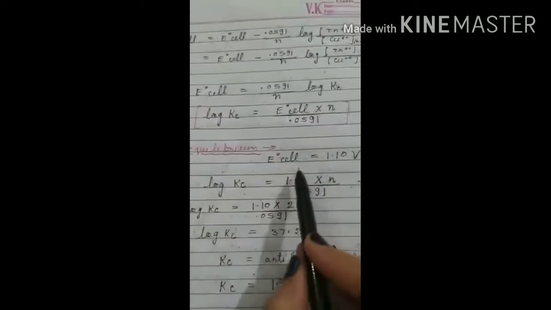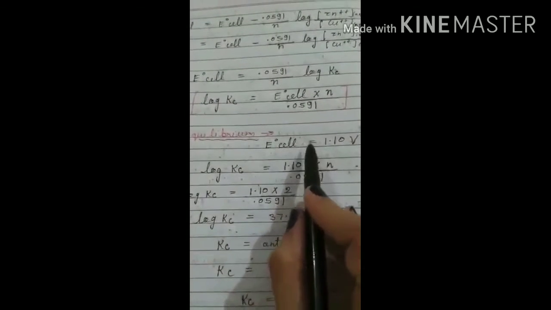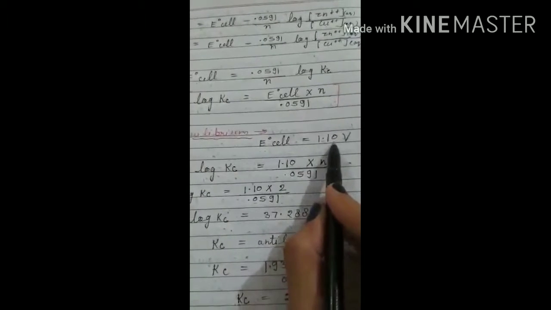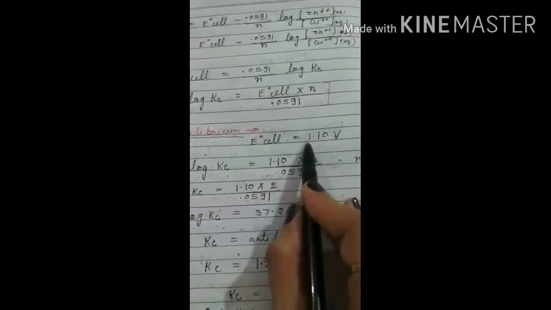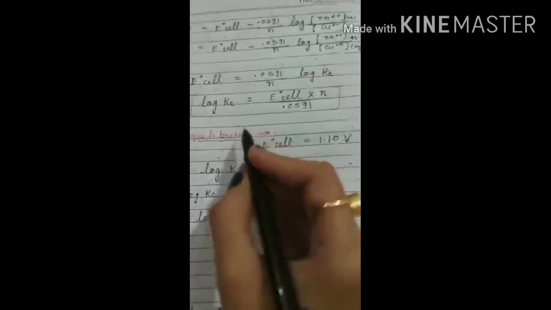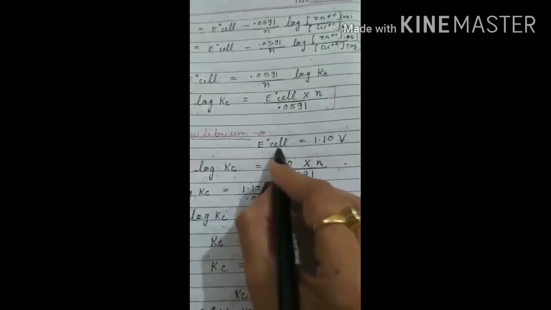Now we come to the next condition. At equilibrium, E naught cell value will be 1.10. This I have already taught in the class. Three conditions were there: the value will be greater than 1.10, equal to 1.10, and lesser than 1.10. But here we are considering the condition of equilibrium, where the value of E naught cell will be 1.10 volt.